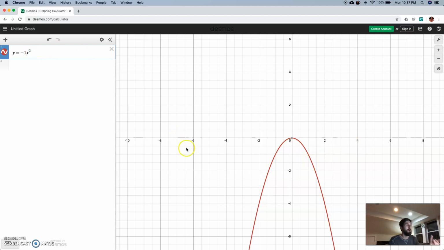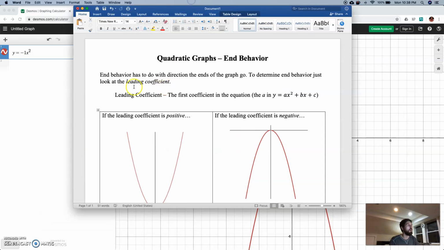So we are going to talk about something called the leading coefficient. End behavior has to do with the directions the ends of the graph go, whether the ends of my graph are going up or if they're going down. And to determine end behavior, all you have to do is look at the leading coefficient. We're going to define that.